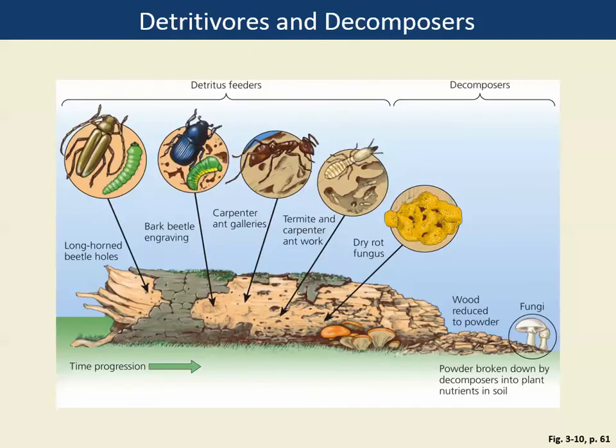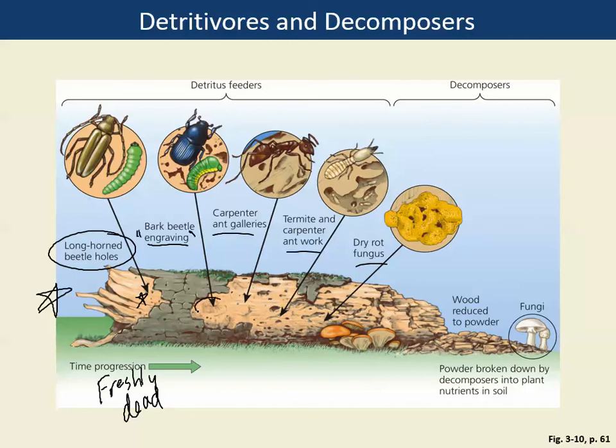So here's a diagram from your book. You've got time progression. You have this trunk of a tree, and you've got these longhorn beetles, bark beetles, carpenter ants, termites, and dry rot fungus. As time goes on, at this point, I guess we'll call it, quote unquote, freshly dead in terms of this tree trunk. And then as time goes on, you get these longhorn beetle holes right here. And then the bark beetle winds up doing this quote unquote engraving because it's feeding on this section.